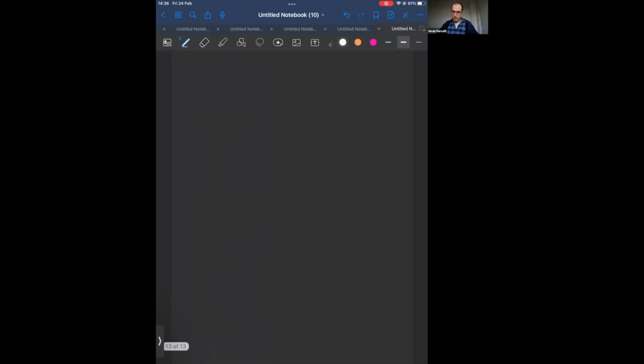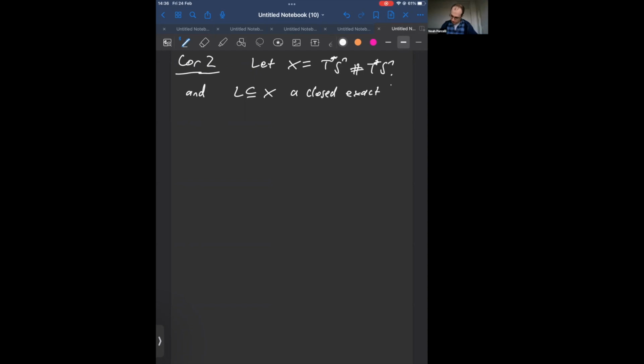So outside of cotangent bundles, though, we can still get some things out of this. So let's let X be the plumbing of two cotangent bundles of spheres, so the A2 plumbing. And L inside X, a closed exact Lagrangian. Okay. So now this is a more complicated symplectic manifold than the previous one, but it's not necessarily that much more complicated. It's still got pretty small homotopy type.